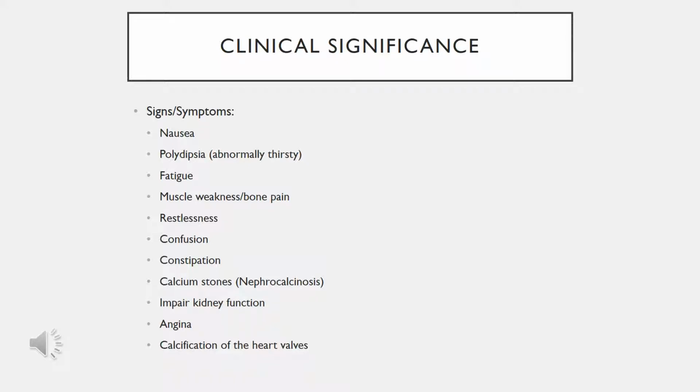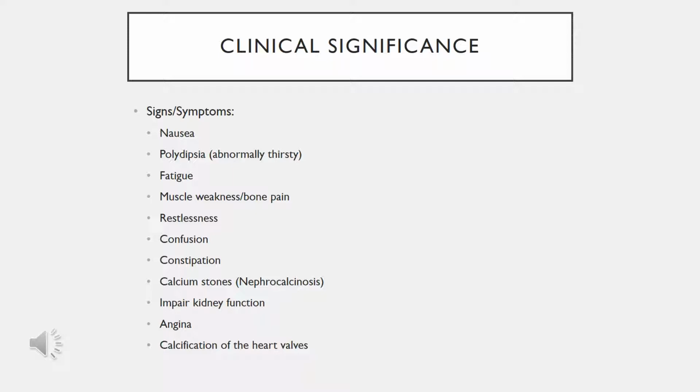Next, we'll talk about clinical significance. So calcium in the blood plays an important role in our body. It controls blood clotting, transmission of nerve impulses, muscle contraction, and other metabolic activities. Although calcium plays such an important role, signs and symptoms can be non-existent to severe. Here are a few signs and symptoms. Nausea, polydipsia, or being abnormally thirsty. This occurs because excess calcium in the blood causes the kidneys to work harder to filter that blood and can cause frequent urination and excessive thirst.